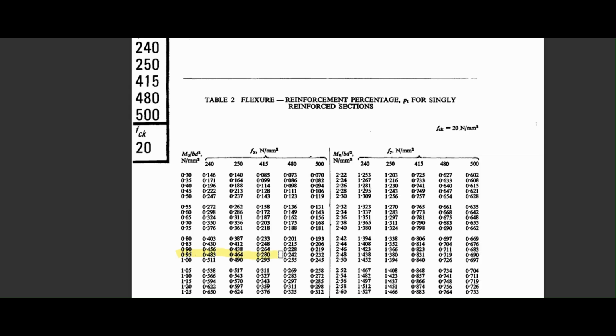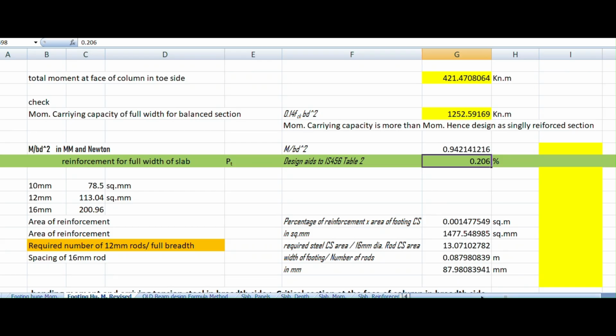For the steel, the percentage of reinforcement is this value, 0.232. By applying this, the values are already getting changed. So by using the normal table, the cross-sectional area of a 10 mm rod, 12 mm rod, 16 mm rod, these mean the area of reinforcement, percentage of reinforcement into this area.